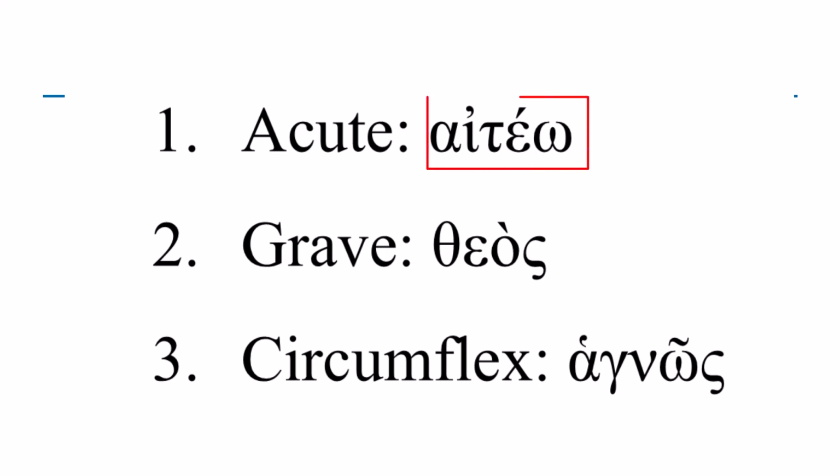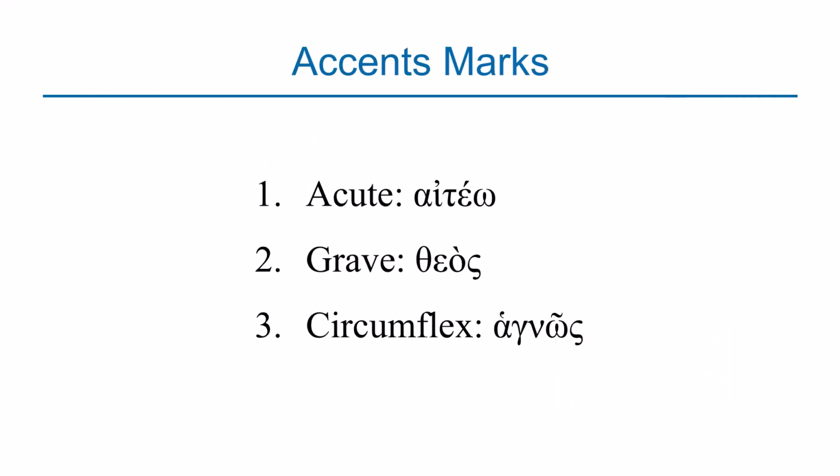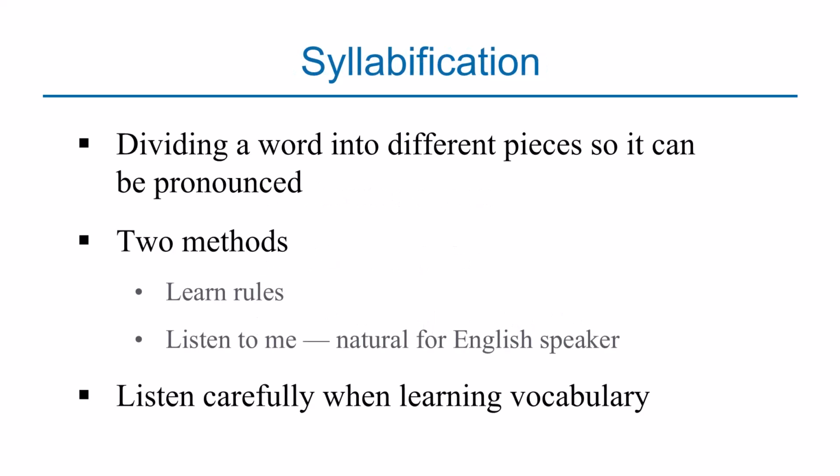For example, in the first one you emphasize the epsilon. And the second one is theos, you emphasize omicron. Agnos, you emphasize the omega. So the three accent marks in Greek are used to show which letters are being emphasized when you're pronouncing the words. Our next part is syllabification. So what is it to syllabify a word? What is syllabification?